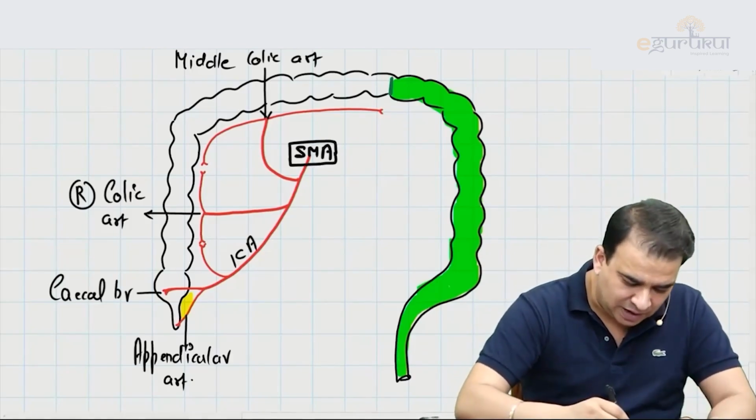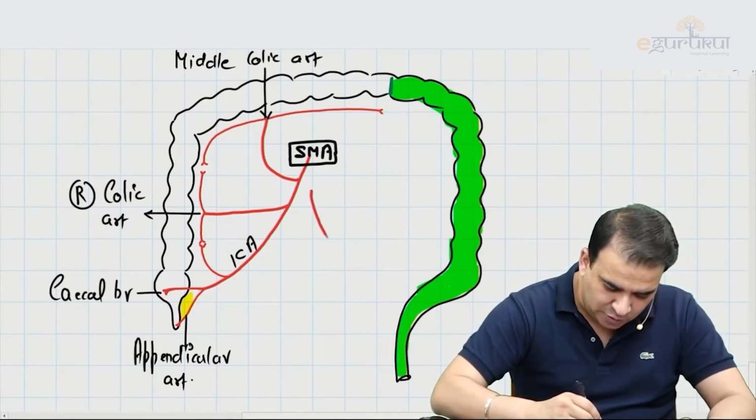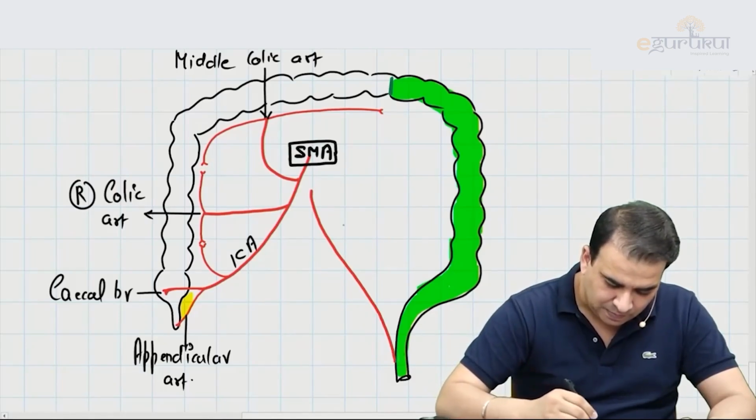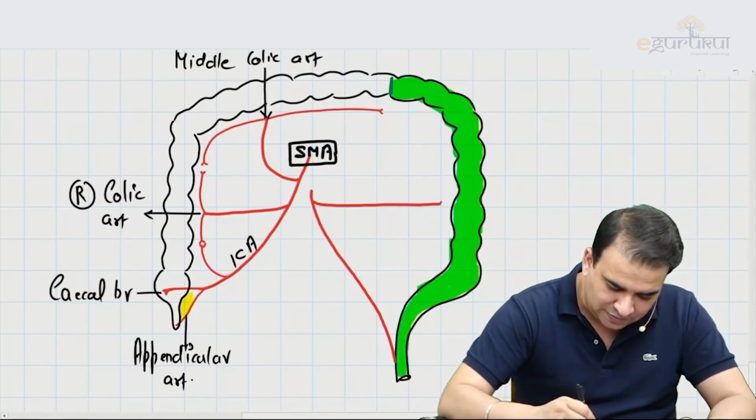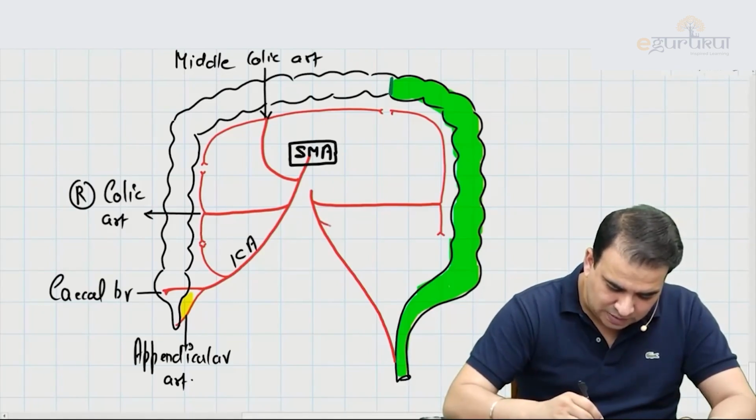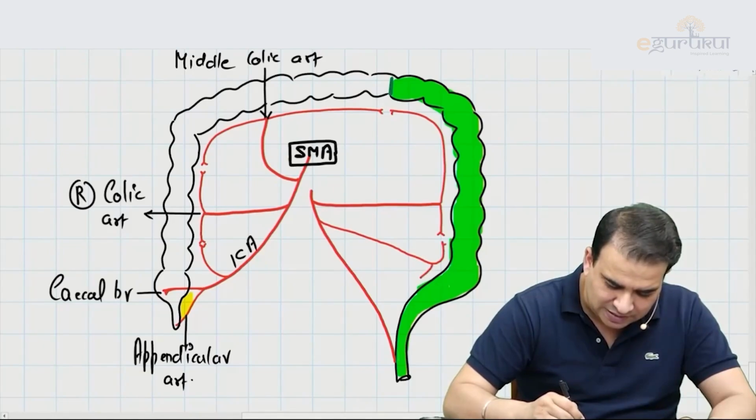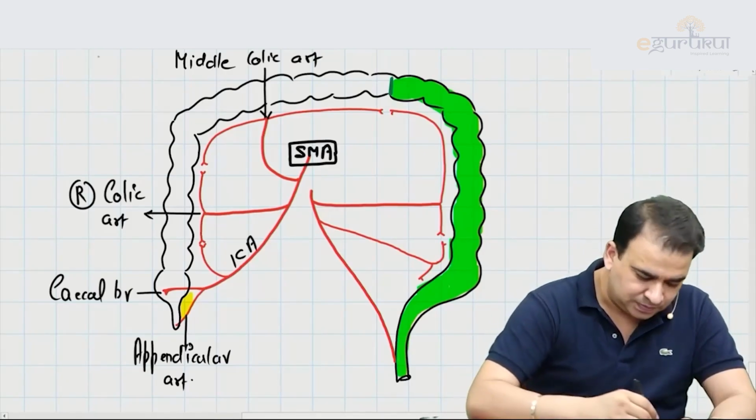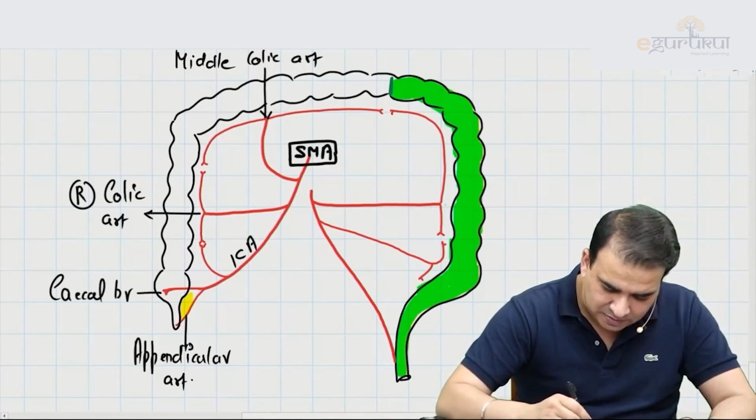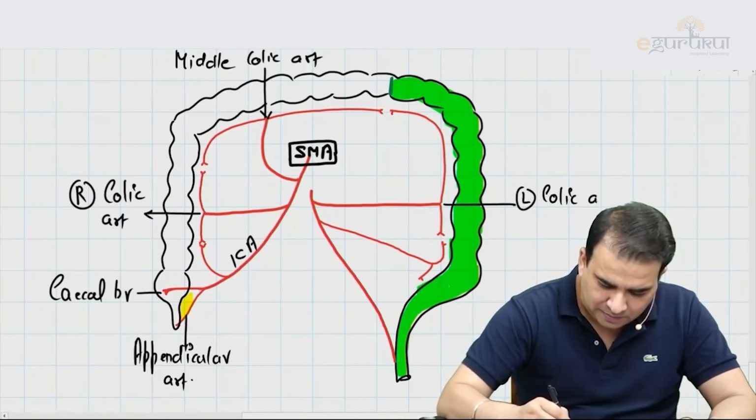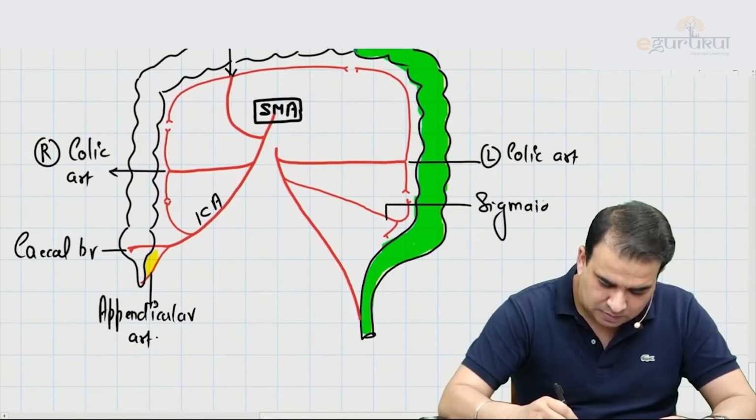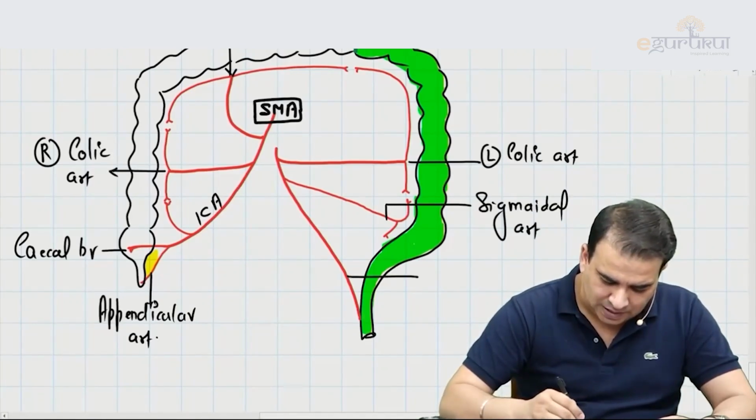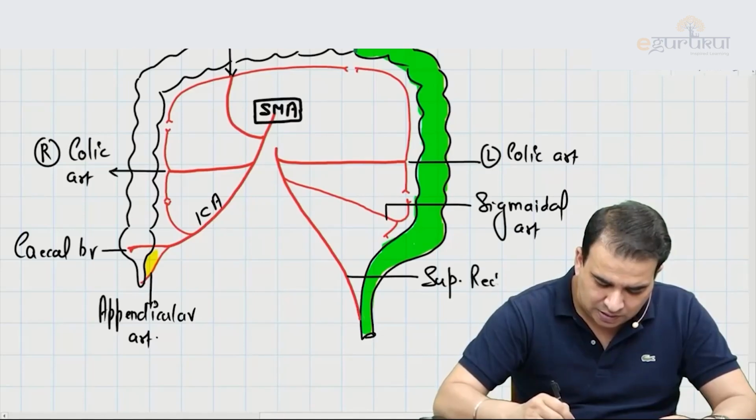On the other hand, the inferior mesenteric artery, if I put that, we said it will continue down as the superior rectal artery. It will give off the left colic artery, which also has these ascending and descending branches. It also gives off the sigmoidal arteries, numerous sigmoidal arteries, which again have ascending and descending branches. Let me write that. This is the left colic artery. Sigmoidal arteries. And that's the continuation of the inferior mesenteric, that is the superior rectal artery.